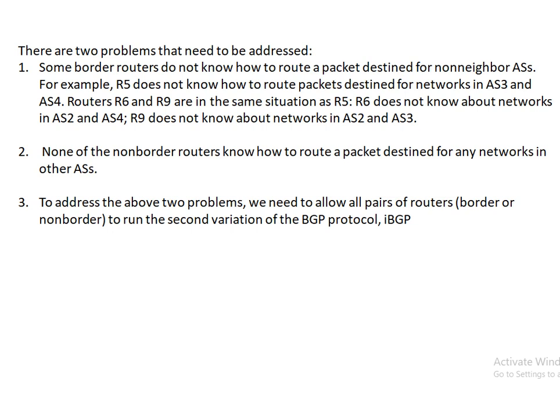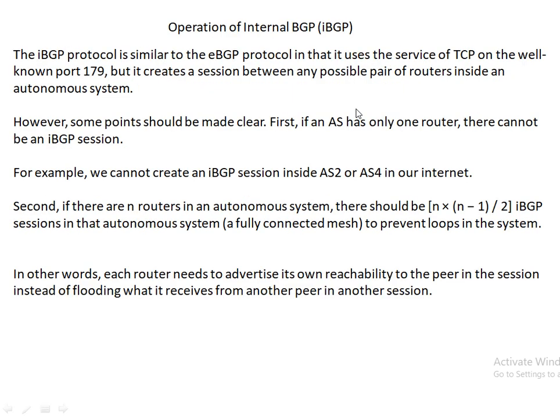Let us see the operation of internal BGP, called iBGP. The iBGP protocol is similar to the eBGP protocol. It uses the services of TCP, and it uses the same port number, 179, but it creates a session between any possible pair of routers inside the autonomous system, not outside. That's why it is called internal BGP. However, some points should be made clear. The first point: if the autonomous system has only one router, then there cannot be an iBGP session. If there is only one router, there is no problem, so there is no iBGP session.